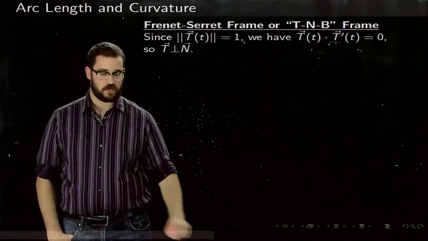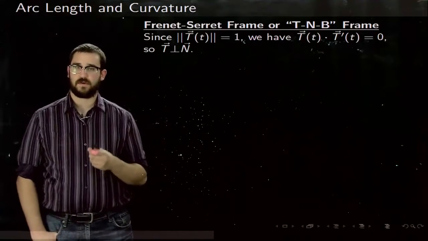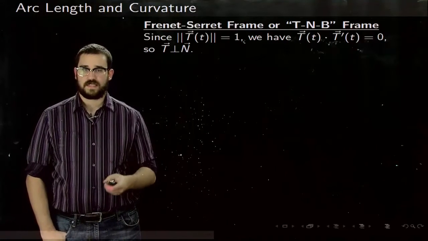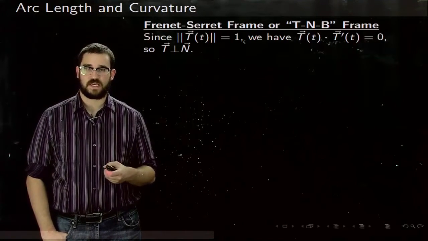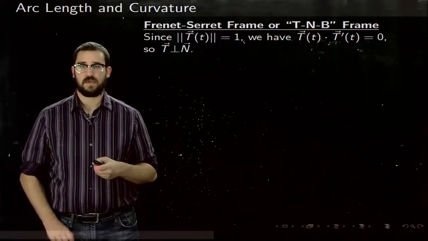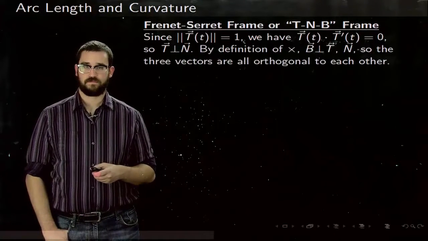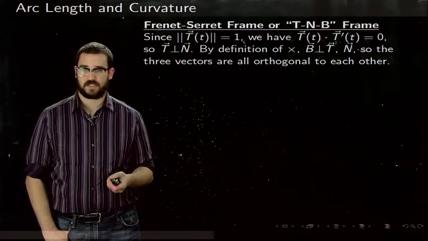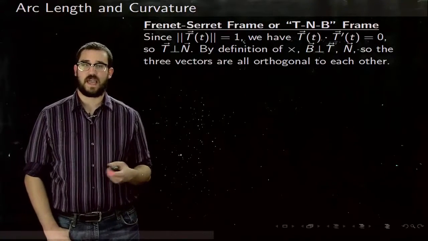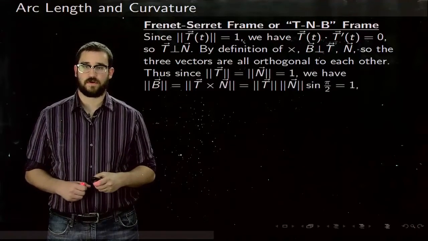Some good information about the TNB frame is, since the magnitude of T is equal to 1, then T dot T'(t) is equal to 0. So T is orthogonal to the normal vector. And by the definition of the cross product, B is going to be orthogonal to T and N. So all three vectors are orthogonal to each other.